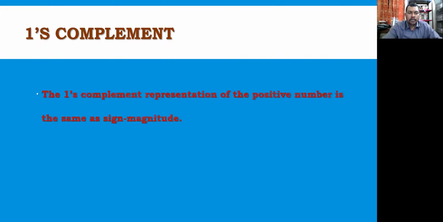So ones and twos complement, we have already studied how to convert a ones complement. Now, the ones complement representation of a positive number is the same as sign magnitude. So plus 84 can be written like this.